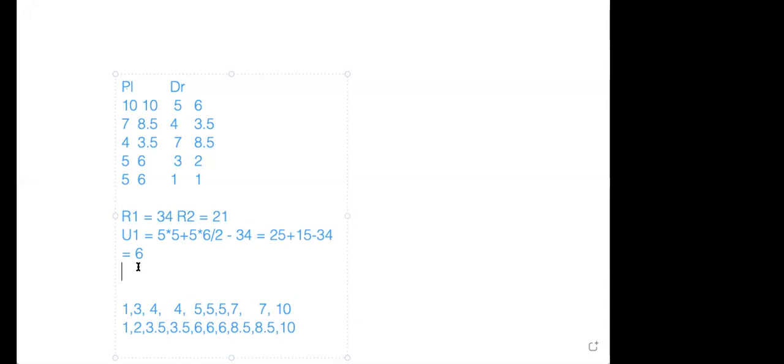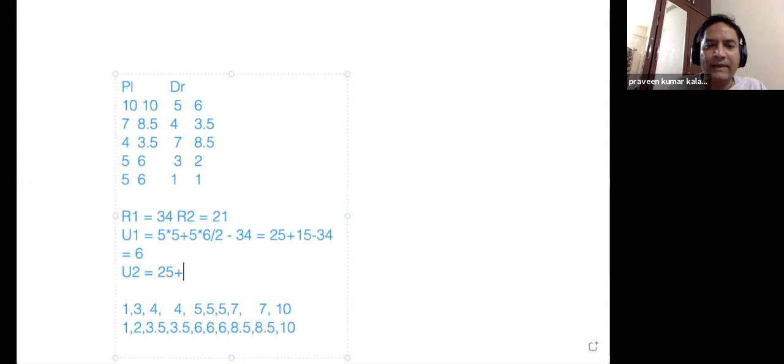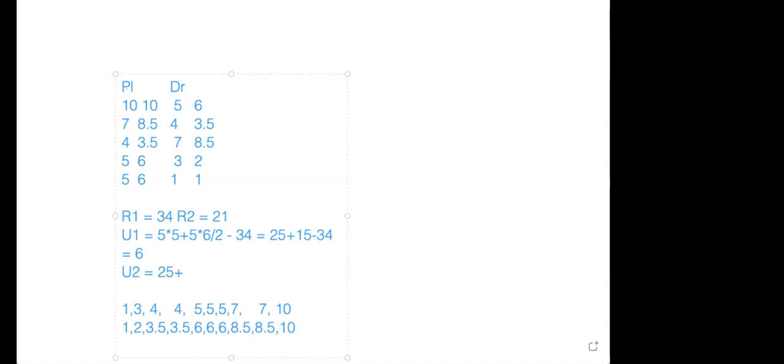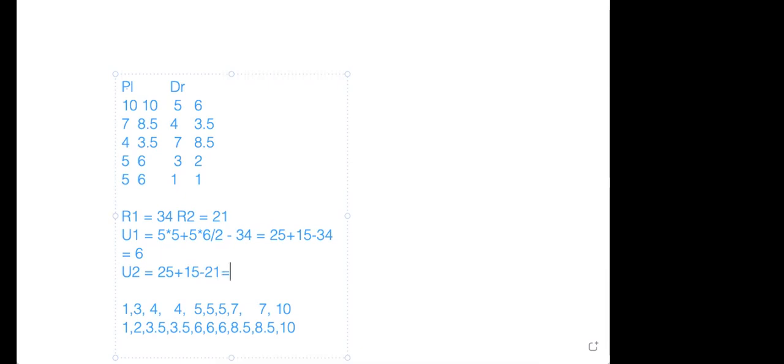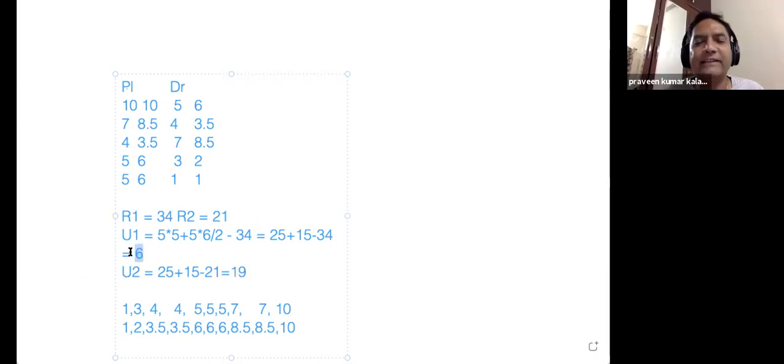Right, correct. Now U2 will be 5 into 5, 25, plus 5 into 6 divided by 2, which is 15, so 40 minus 21. What is it? 19. The smaller value is 6. Let's take that and compare.